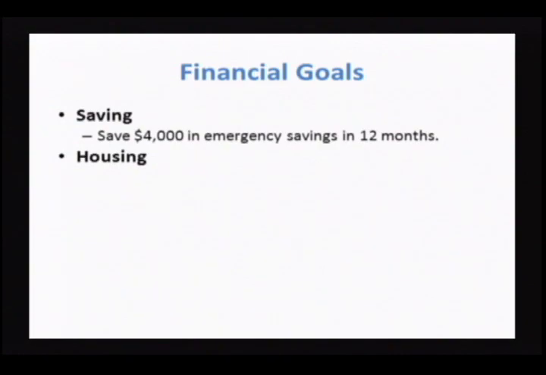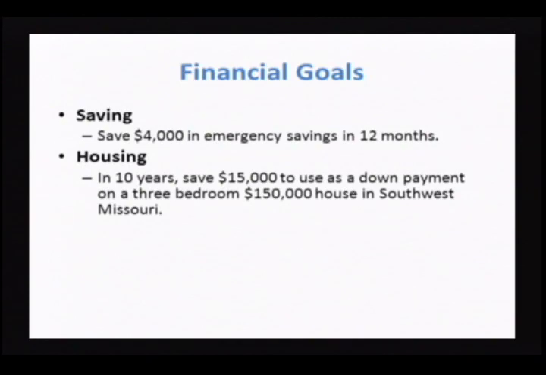Housing is a common goal for people. The goal I hear so often is, I want to own my home. Well, think about it. Remember the SMART goal? Specific, measurable, attainable, realistic, time sensitive. Owning your home doesn't meet very many of those. But to make it specific, in 10 years, I want to save $15,000 to use as a down payment on a 3-bedroom, $150,000 house in Southwest Missouri. Now, do I know what I'm looking for and what I'm saving for? I think so.